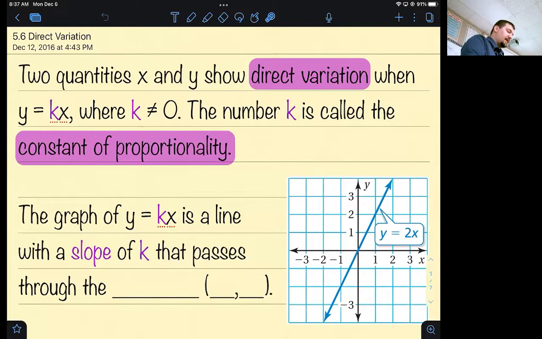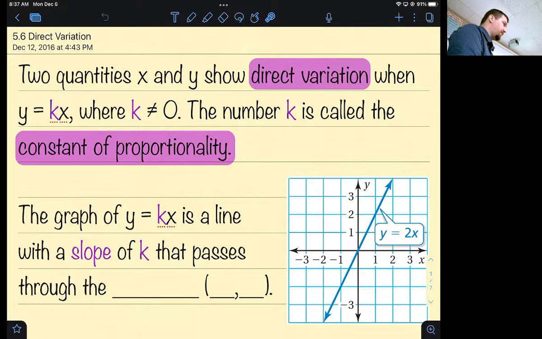Two quantities, x and y, show direct variation when that equation can be written y equals kx, where k is not equal to 0. The number k is called the constant of proportionality. You know it by another name; we'll get to that in a second. Two quantities, x and y, show direct variation, meaning they are directly related, when y equals kx.